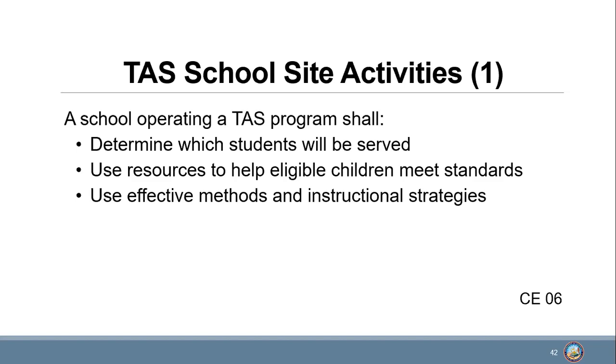So you need to have what's called an objective criteria. And then what are the resources that you're using to help those eligible students meet the standards, and what effective methods and instructional strategies are you using? These are only applicable if the site that's reviewed is a TAS or Targeted Assistance School.